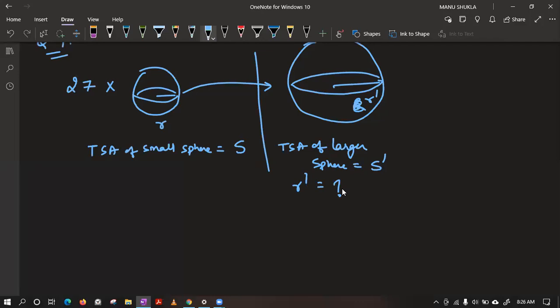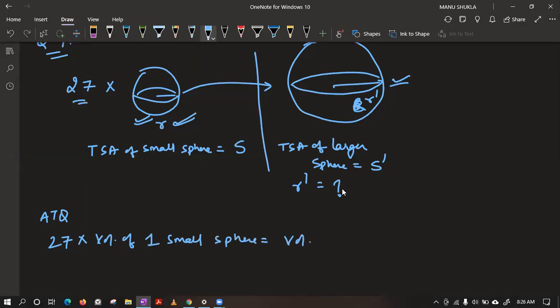Okay, so we have to understand what is similar in these two. If you are melting these spheres and forming a larger sphere, the thing which is same in both of them is the volume. So volume of this small sphere into 27, because there are 27 small spheres which are making this larger sphere. Okay, so we can say according to the question, 27 into volume of one small sphere is equivalent to volume of larger sphere.